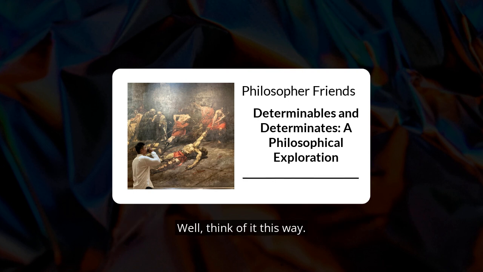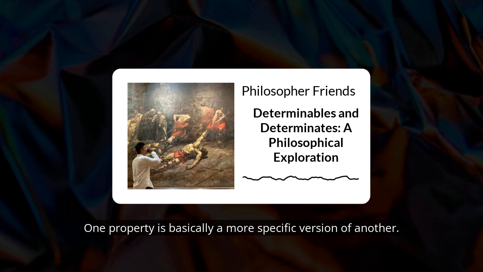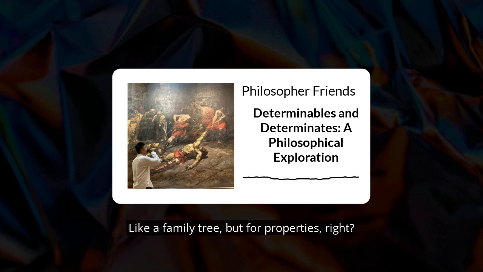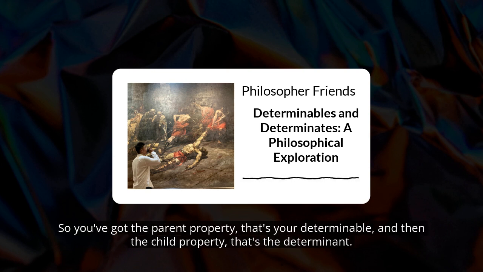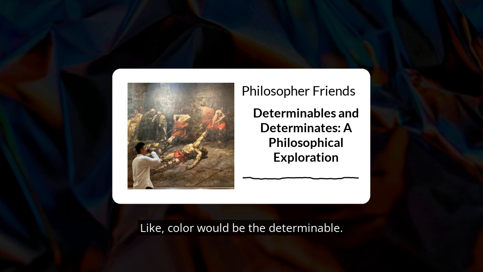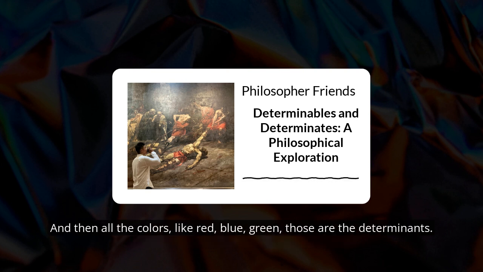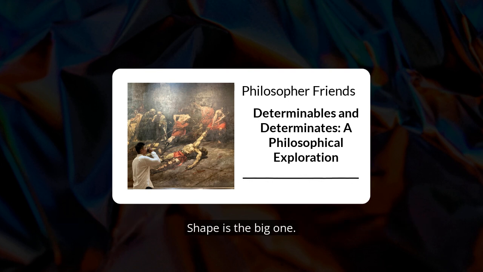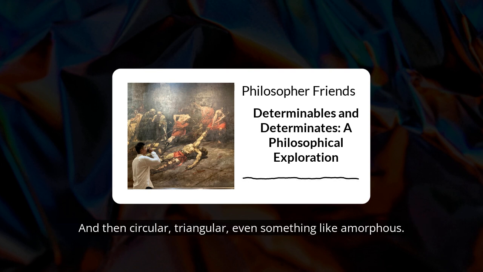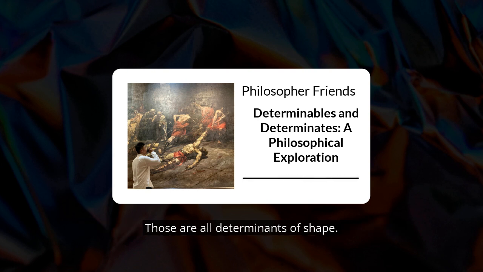Well, think of it this way. One property is basically a more specific version of another. It's like a family tree, but for properties, right? So you've got the parent property, that's your determinable, and then the child property, that's the determinate. Like color would be the determinable, and then all the colors like red, blue, green, those are the determinates. Same with shape. Shape is the big one. And then circular, triangular, even something like amorphous, those are all determinates of shape.